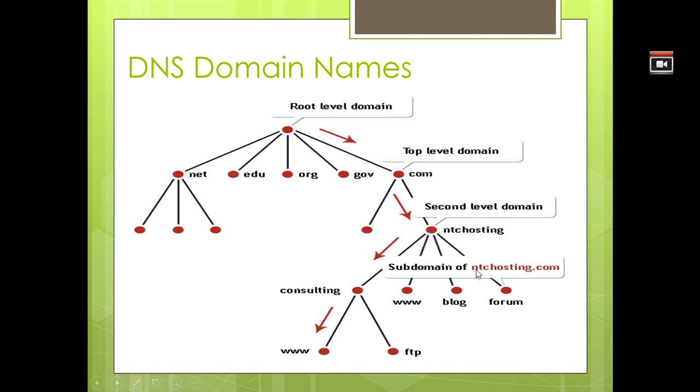So here is an example: ntchosting.com is one of the second level domains. Subdomain of the domain names consists of details, whether it is a blog or a forum or a worldwide website. Also here you can provide a system where files are being shared through the website.